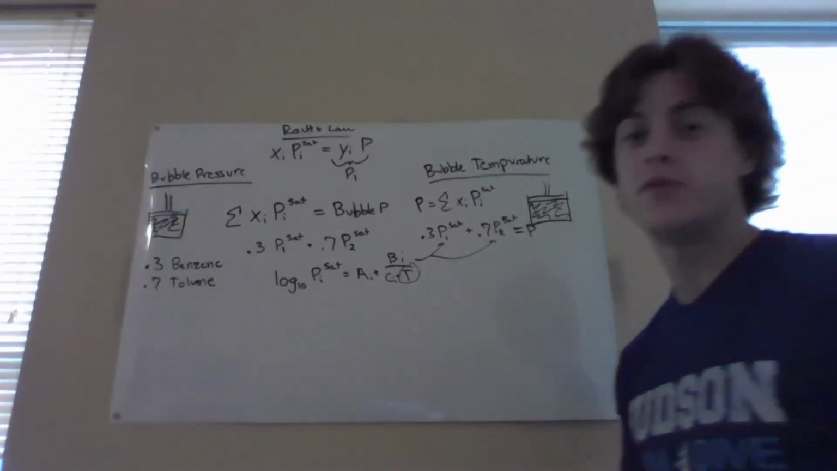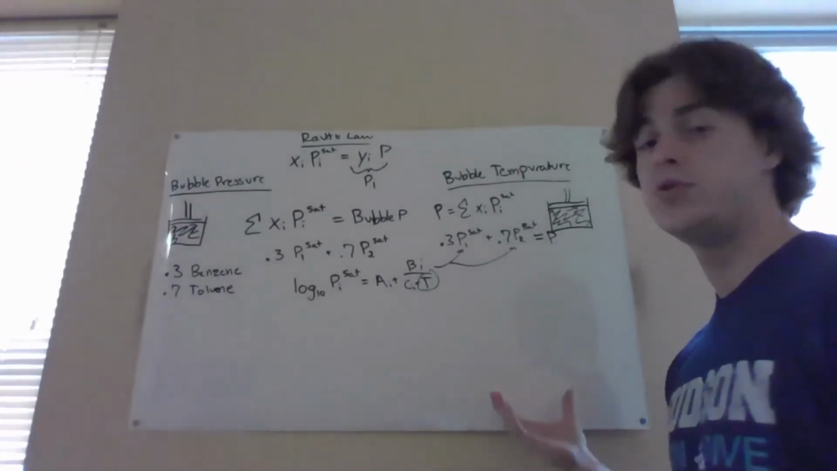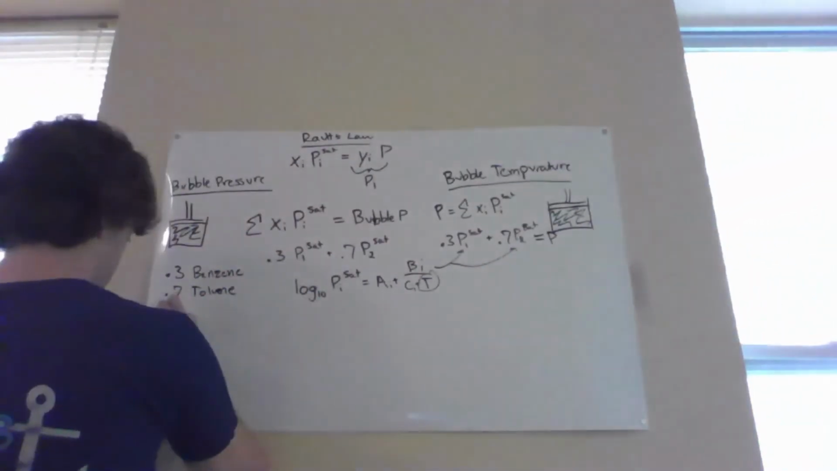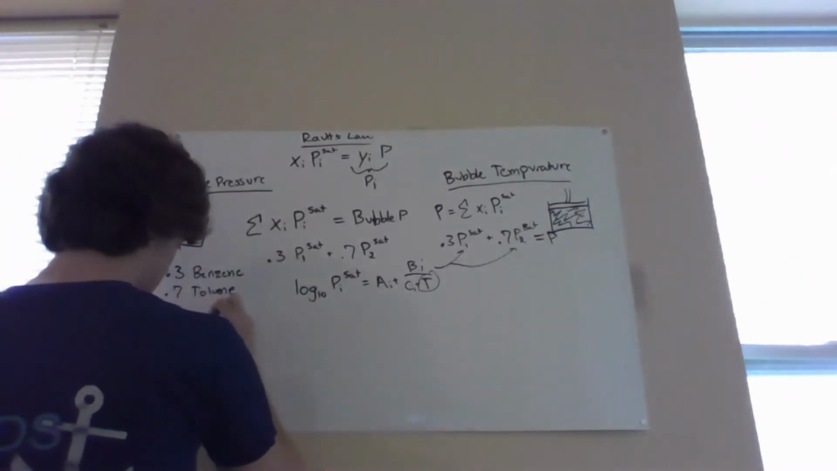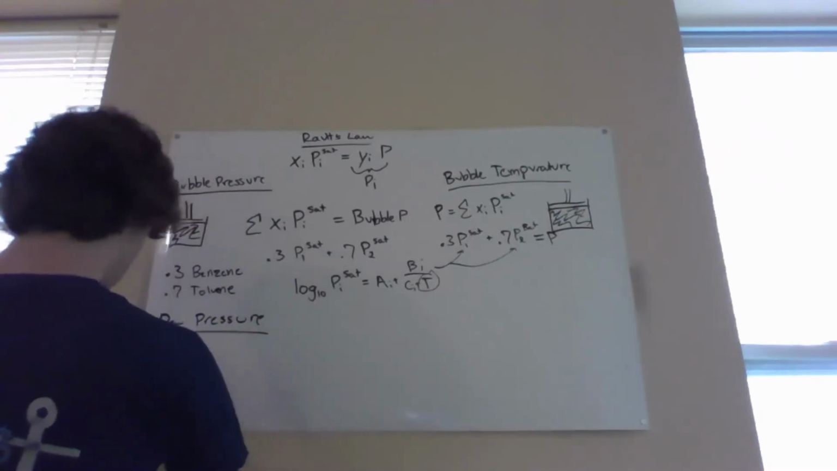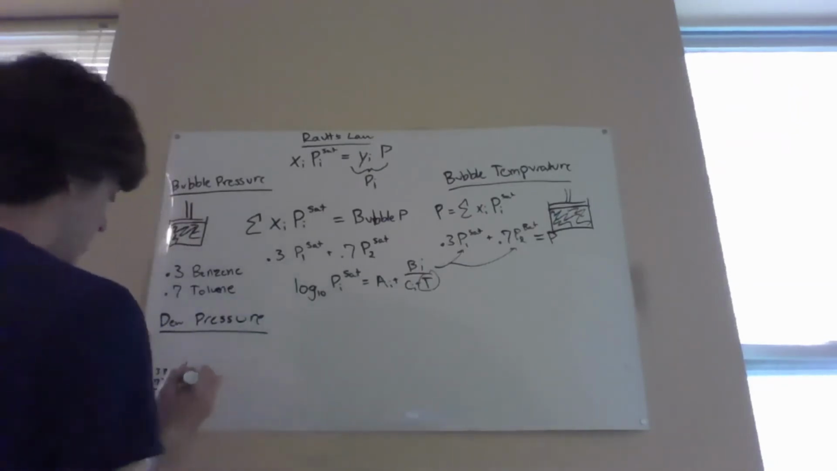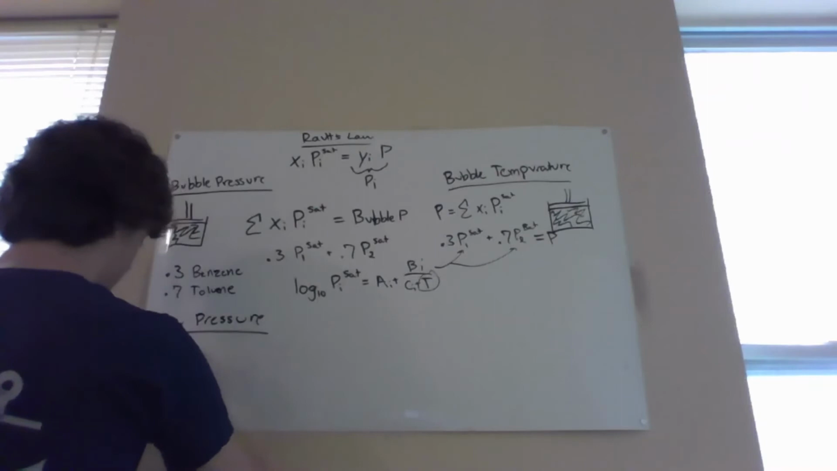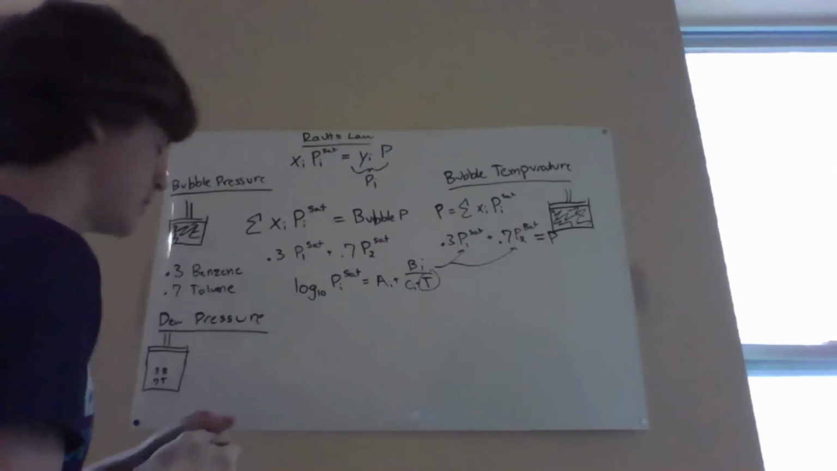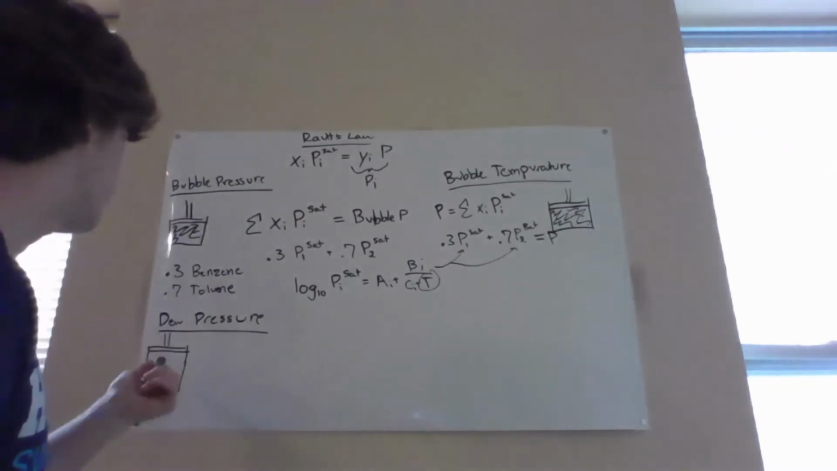And now we are going to be moving on to the dew point calculations. So now moving on to our dew point calculations, I'm going to start with dew pressure. We are going to have a container with our 30% benzene and our 70% toluene mole fraction ratio. And this time we are going to have all vapor in our container. And it will be held at a constant temperature, and we are going to be pressing on the container until the first drop of liquid forms.